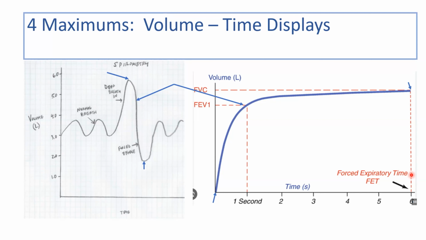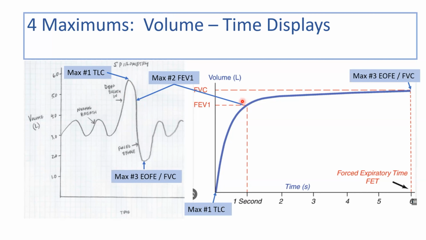So the 4 maximums on these volume time graphs are right here. Number 1, TLC, when the breath is completely full, and this is your TLC on the single breath. Max 2, the blast out to get us our FEV1, is the early part of this, and up to here you can see 1 second on the FEV1 has been marched out in dashed lines. The max number 3, end of forced expiration, from which we get our vital capacity, is here, and the 4th one does not show on these graphs.